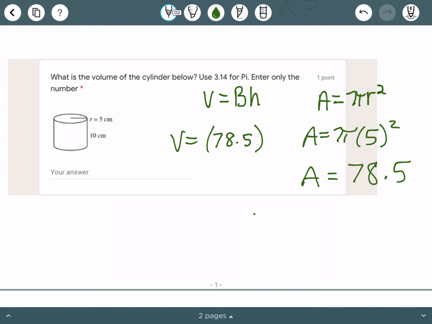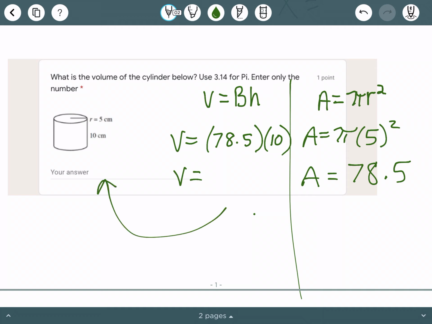So for our volume, we're going to have 78.5. That's our area of the base. And then we are going to multiply that by the height, which is 10. That will give us our volume. Make sure you type it in, and remember, you're entering only the number.